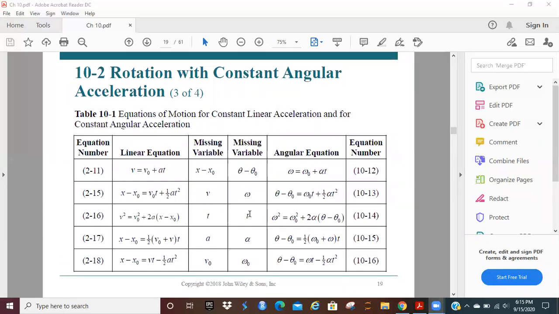This chart may very well come in handy for you. It is a correspondence, and that correspondence is trying to show you the difference between linear and angular movement. And you can see these kinematic equations in the linear form from chapter 2, and you can see how they correspond to the angular form in chapter 10. And you can see their corresponding counterparts.